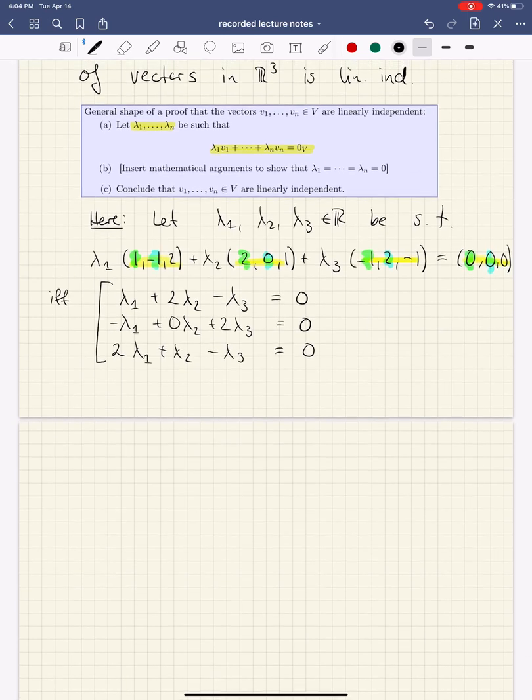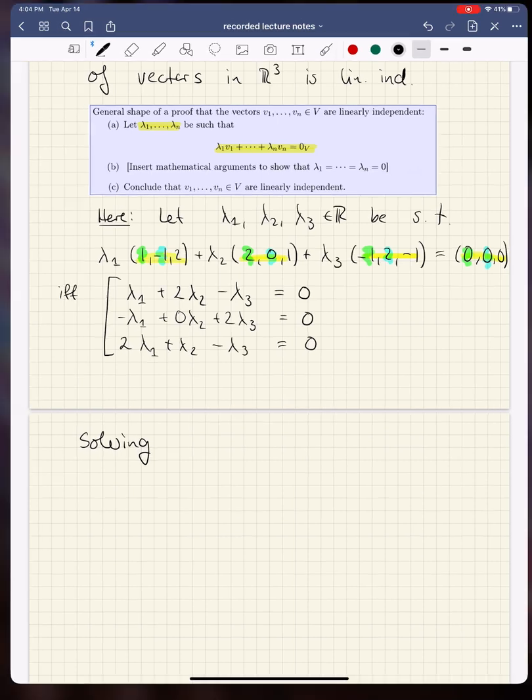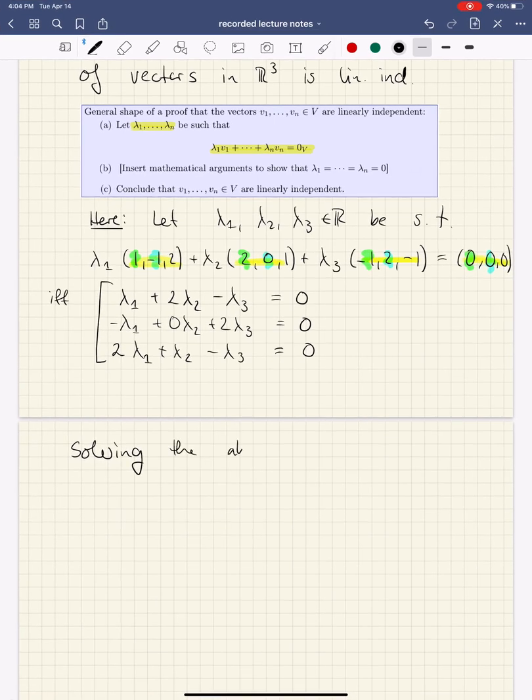Great. And so now solving this, and I'm not going to do this in detail, but you do have to do that when you're proving that something is linearly independent. So solving the above linear system yields that lambda 1 equals lambda 2 equals lambda 3 is equal to 0. So we can conclude that they're linearly independent.